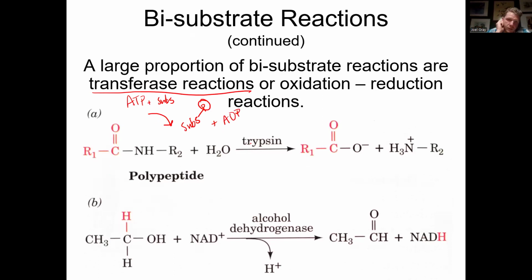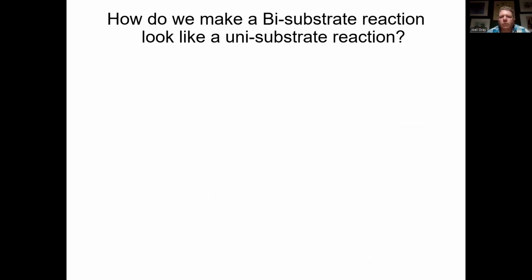Here what we have is trypsin, which is a hydrolase, which is going to release this group, and it's going to break this peptide bond right there. Alcohol dehydrogenase is an oxidation reduction reaction, which uses the redox cofactors NAD plus and NADH to catalyze the reduction of an alcohol to a aldehyde. Yeah, sorry.